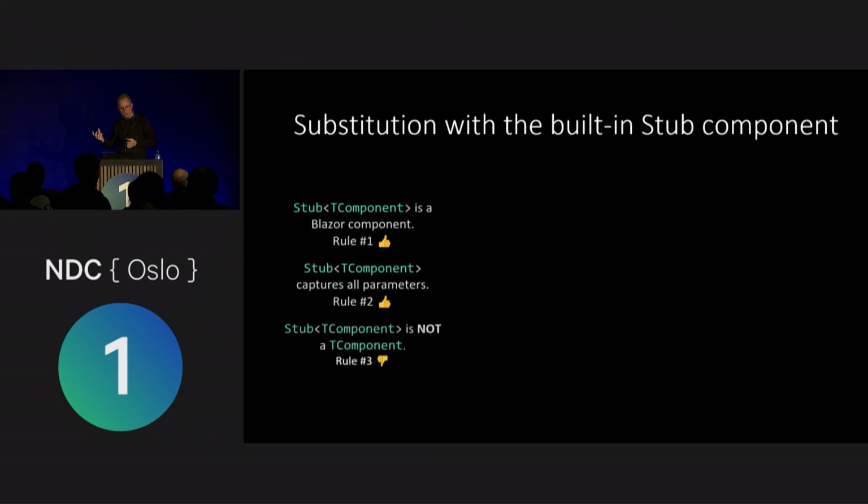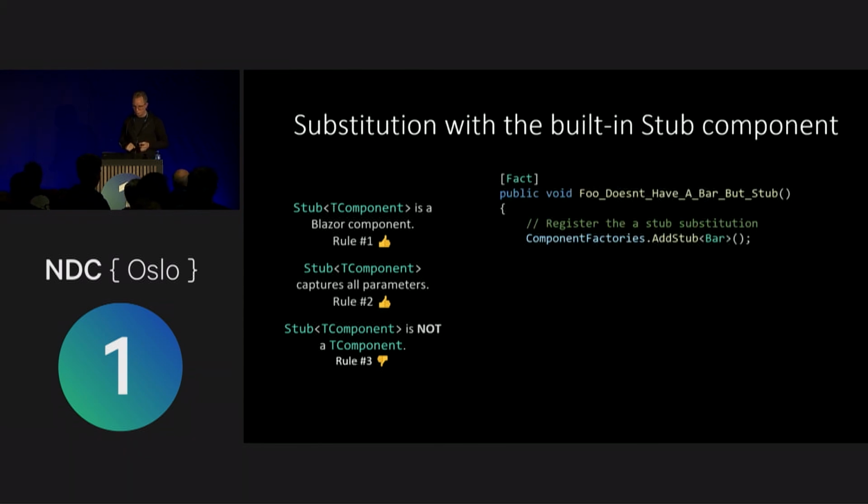But it clearly isn't a TComponent. Stub is not the original. So for the third rule, if you're using the @ref keyword, we can't use the built-in stubs. But again, for most cases, it's not a problem. Okay, so let's look at some code. ComponentFactories is the property on bUnit's test context that bUnit uses to control how components are instantiated.